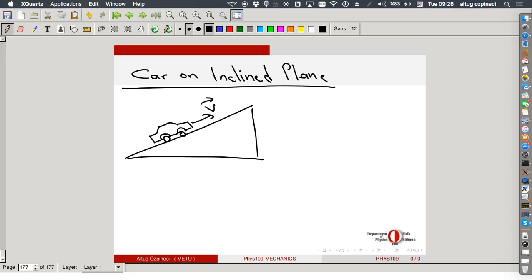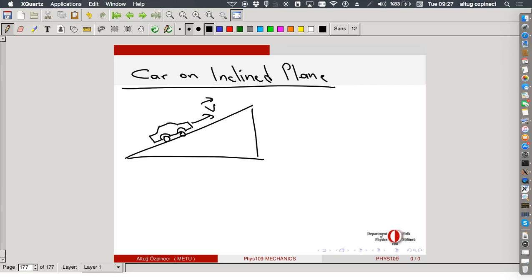Okay, first of all, is it kinetic friction or static friction? It should be static friction. If it is static friction, you don't really know its magnitude. You cannot say that the static friction is equal to μs times the normal force. That is the maximum possible value. Gravity is trying to make the car go downwards, so the friction force should be bigger than that.